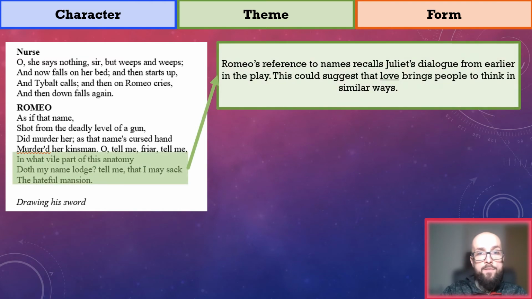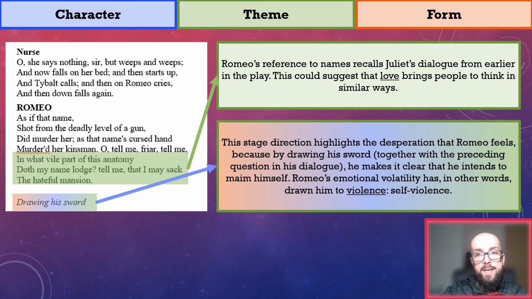Now Romeo's reference to names recalls Juliet's dialogue from earlier on in the play, what's in a name and so on, which could suggest that love brings people to think and speak in a similar way. The stage direction at the bottom of this mini extract is also worth considering. You see, it highlights the desperation that Romeo feels at this point in the play.